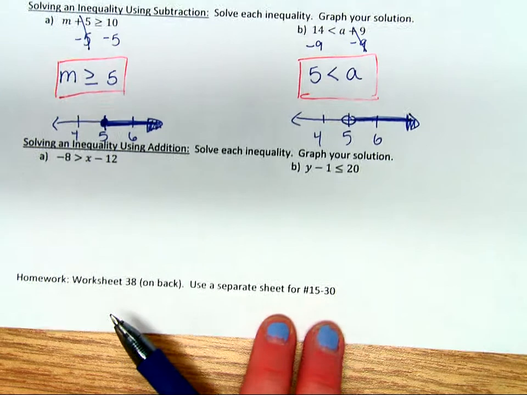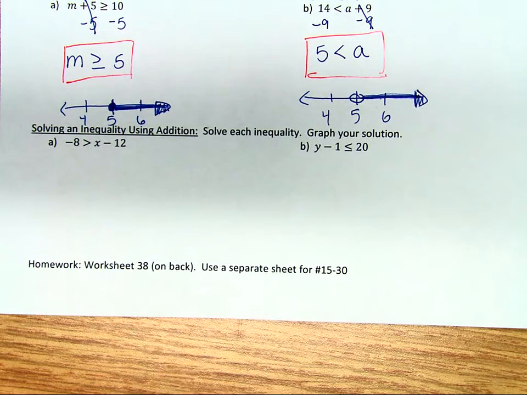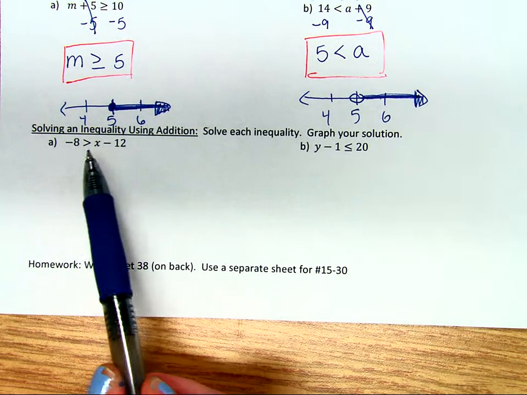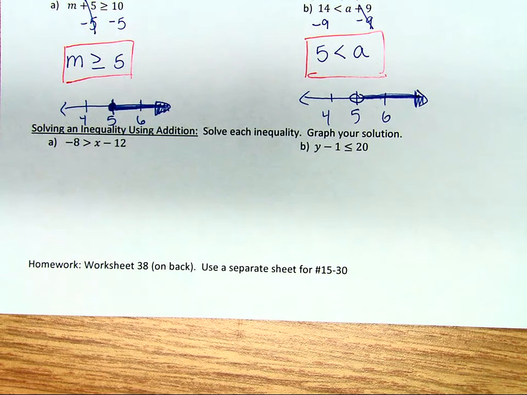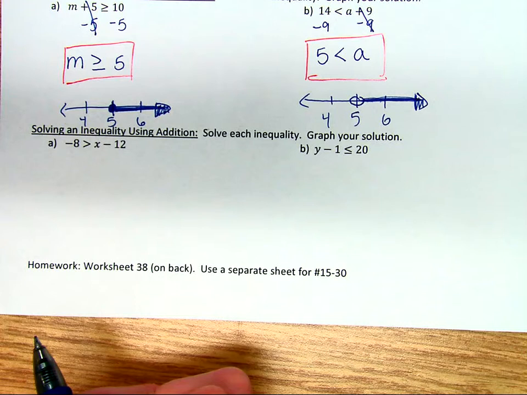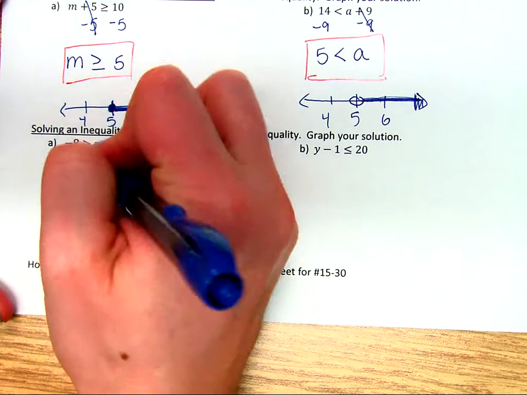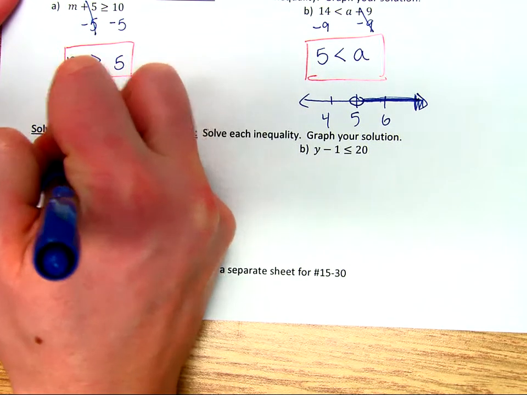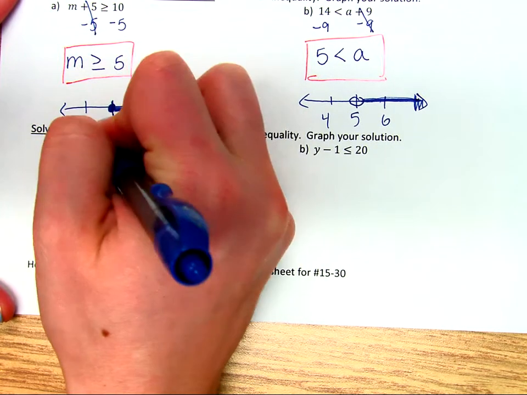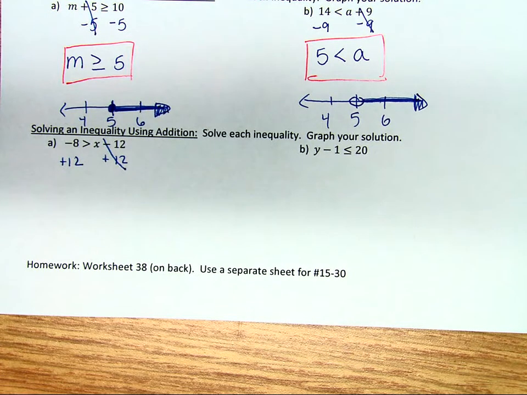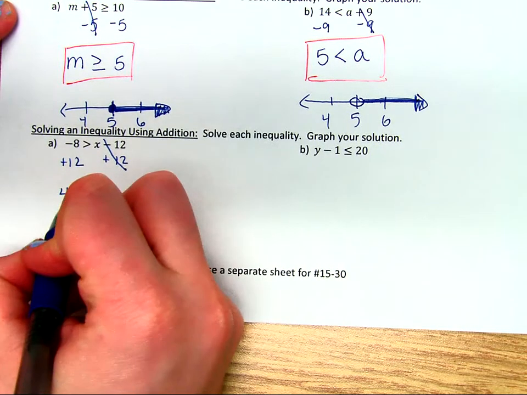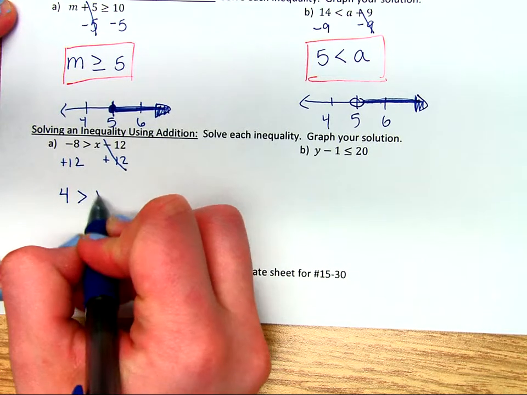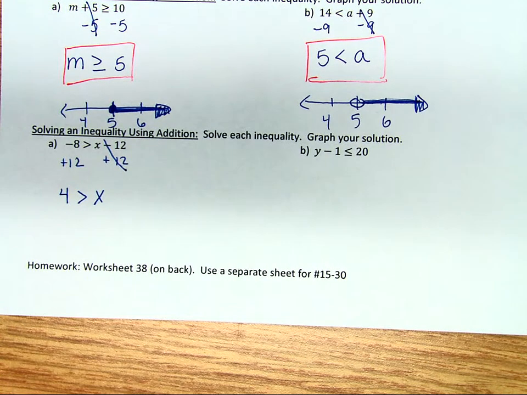Okay, let's try using addition. So now I have negative 8 is greater than x minus 12. Again, I want to get x by itself, just like I do with equations. Right now I'm subtracting 12 from x. So to undo that subtraction, I'm going to add 12 to both sides. Negative 12 plus 12, that's 0, so that can go away. Now I have negative 8 plus 12, that's 4. Bring down my inequality sign. So 4 is greater than x.